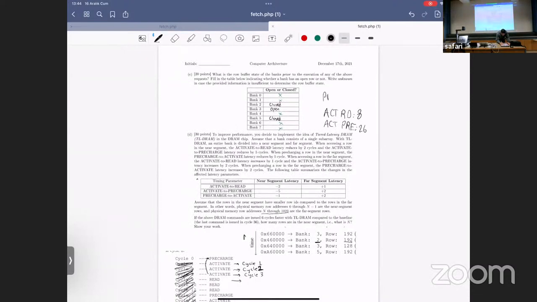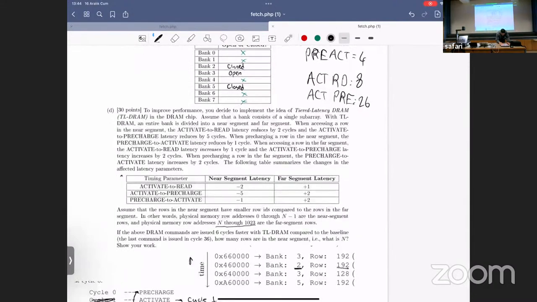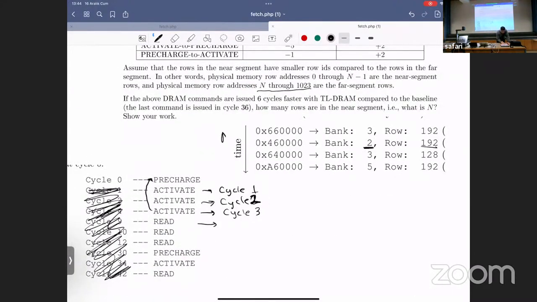And precharge to activate by default is 4. So it was 8 before. Now, since it's in the near segment, it is 6 cycles. And 1 plus 6 is 7. So this was executed in cycle 7. This one's executed in cycle 8 because 2 plus 6 is 8, and then 9.